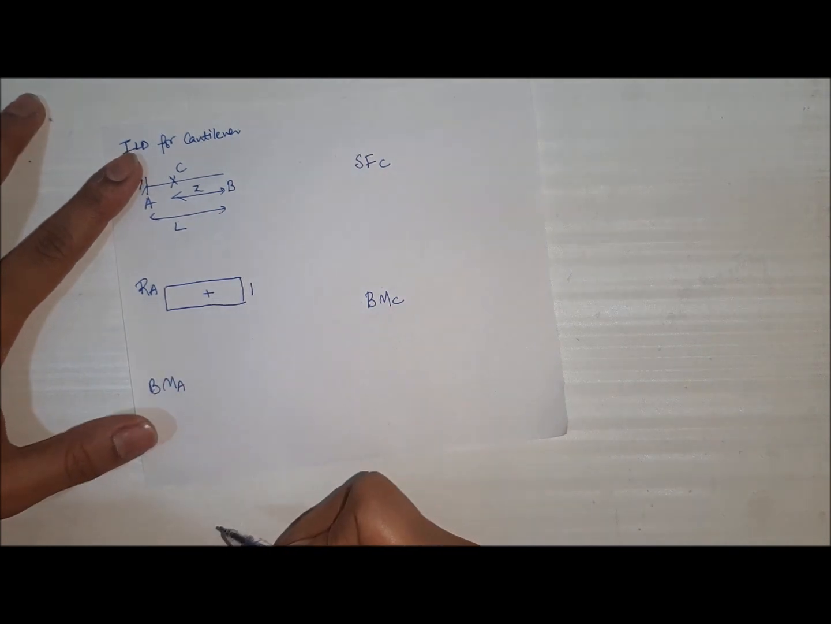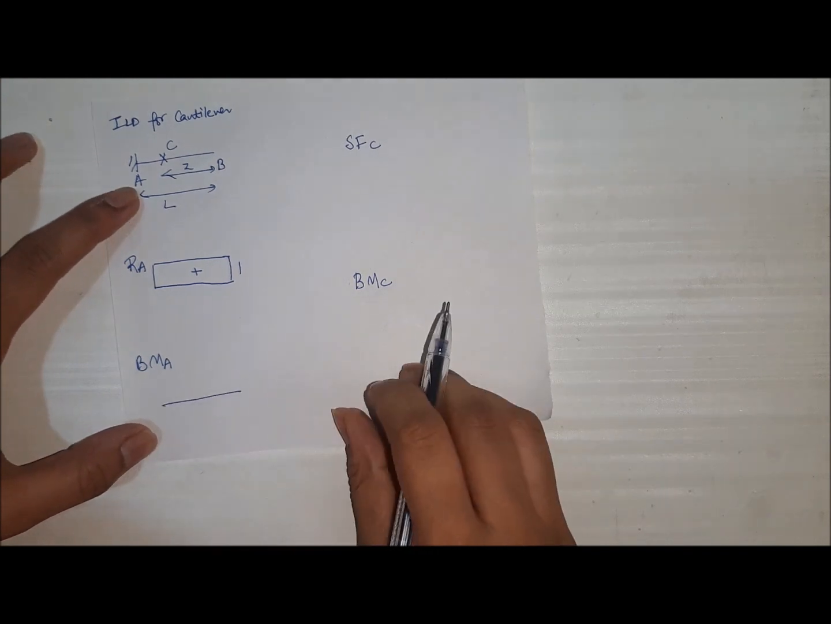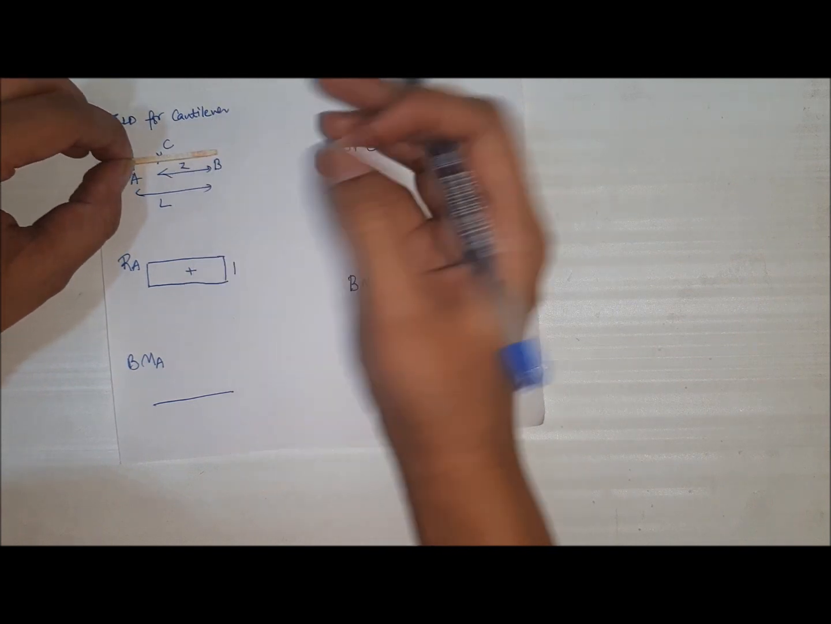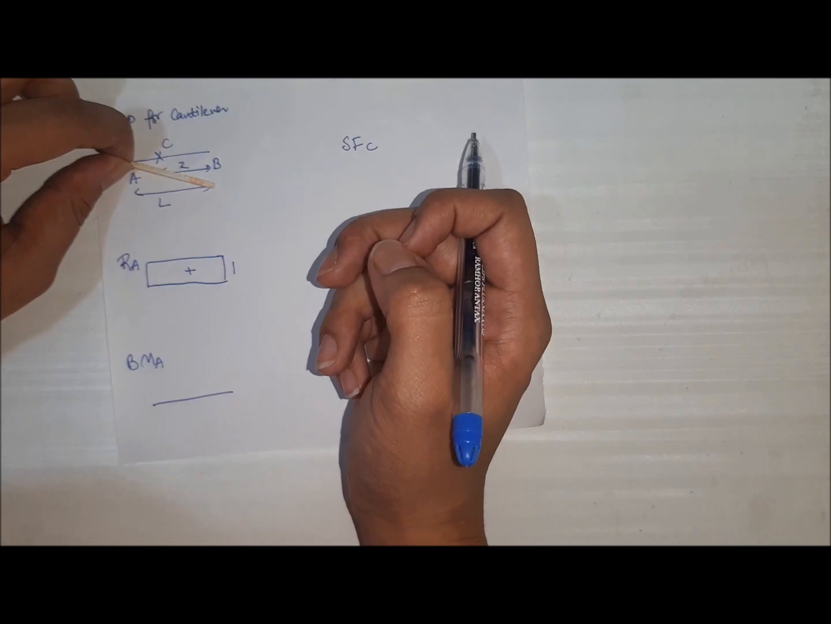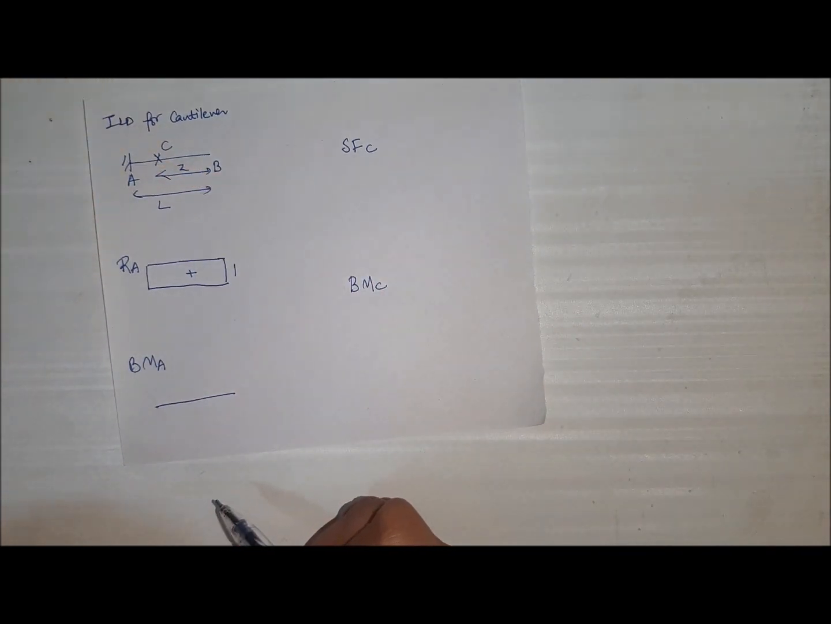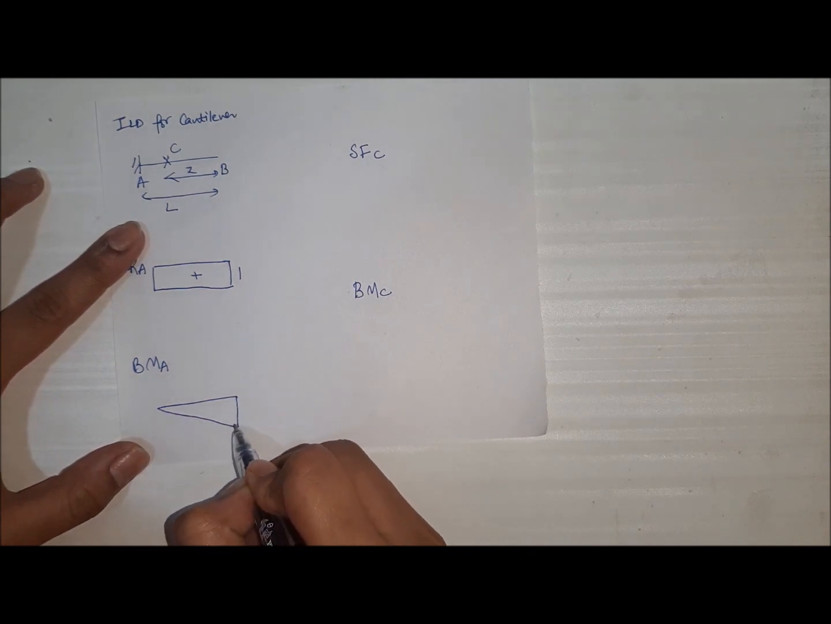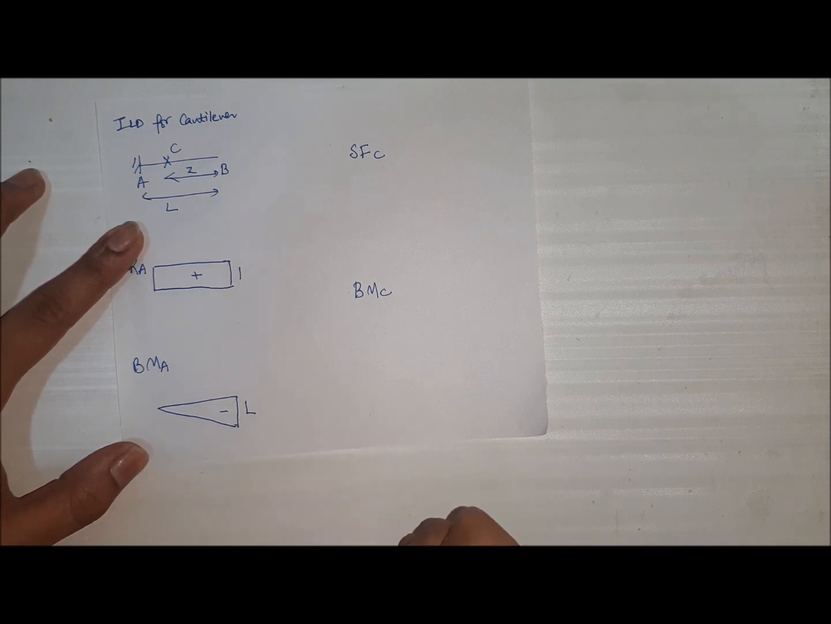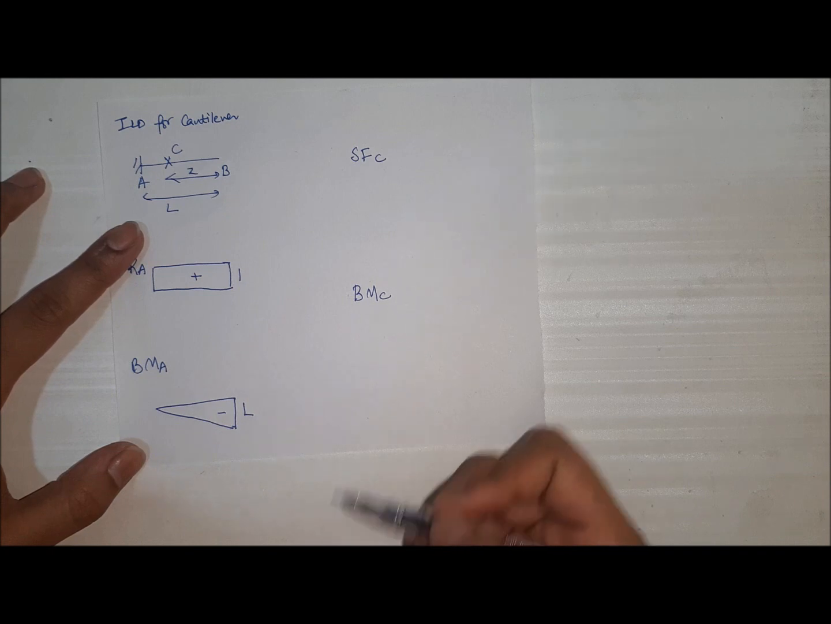So we will get the ILD for RA as such, a triangle in the positive direction with unit dimension ordinate. For plotting the bending moment ILD at end A, we will provide clockwise rotation to end A. This will be our ILD for bending moment at A in the negative direction, having dimension of L, because we are considering a unit load.